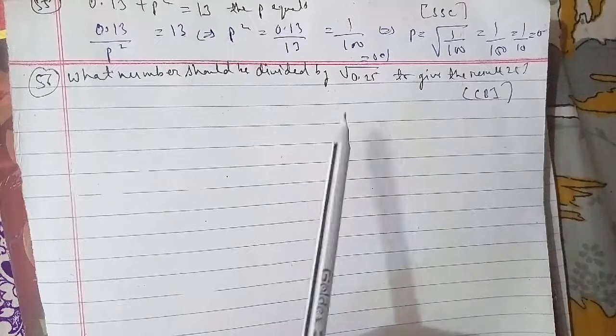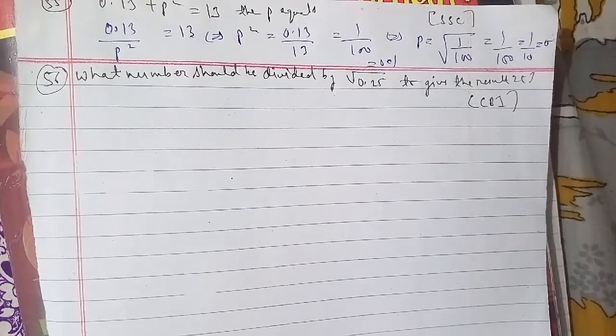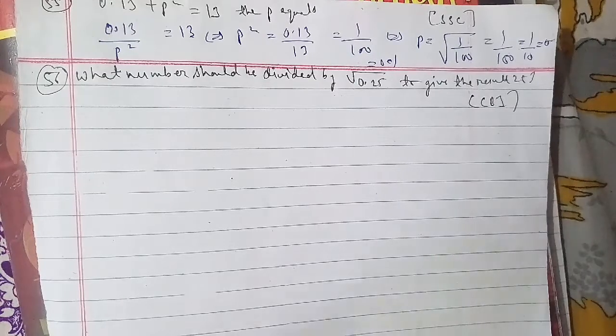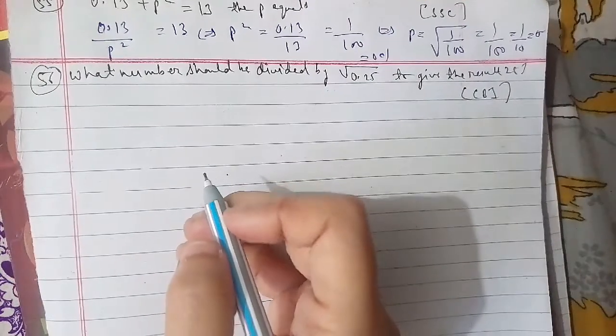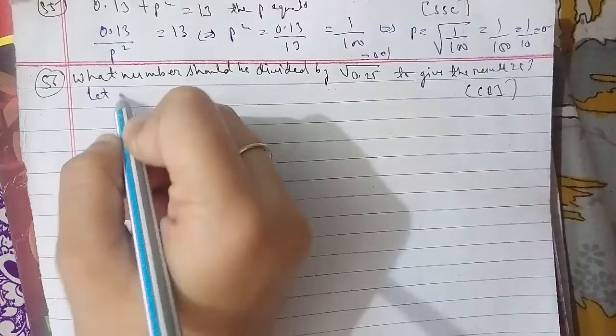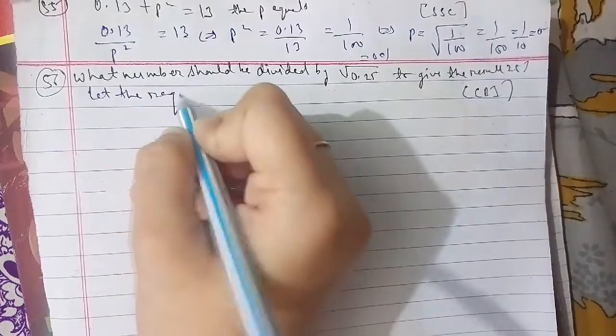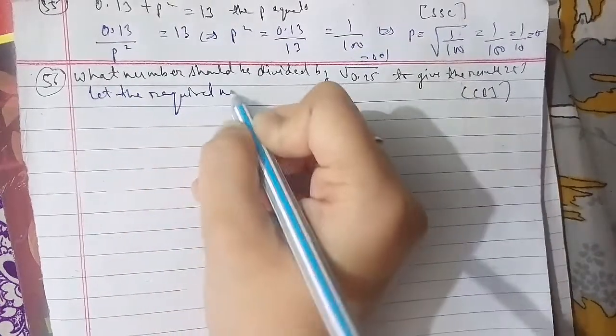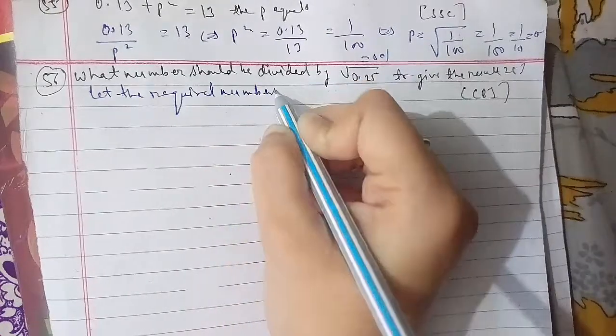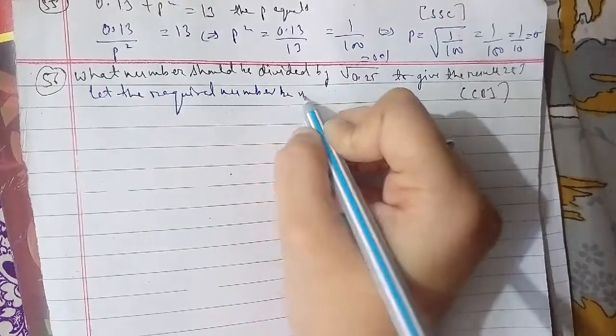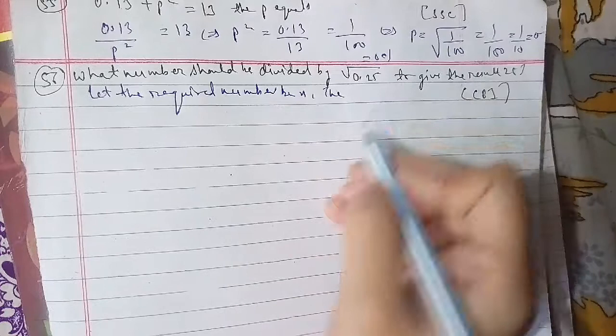Let the number be x, then x upon under root 0.25 equals 25, x upon 0.5 equals 25, x equals 25 into 0.5, which equals 12.5. That will be the right answer for this question as well.